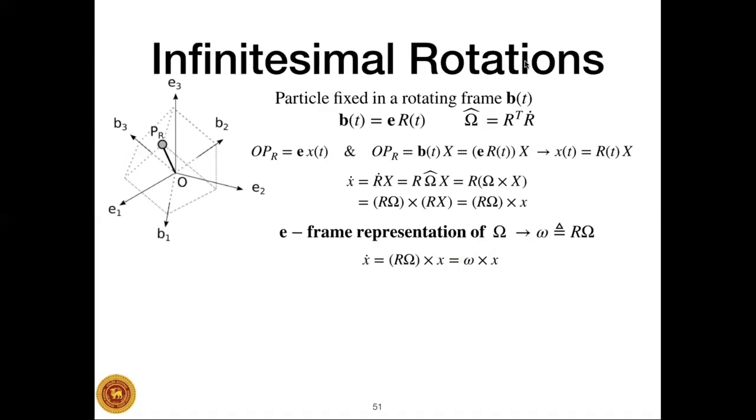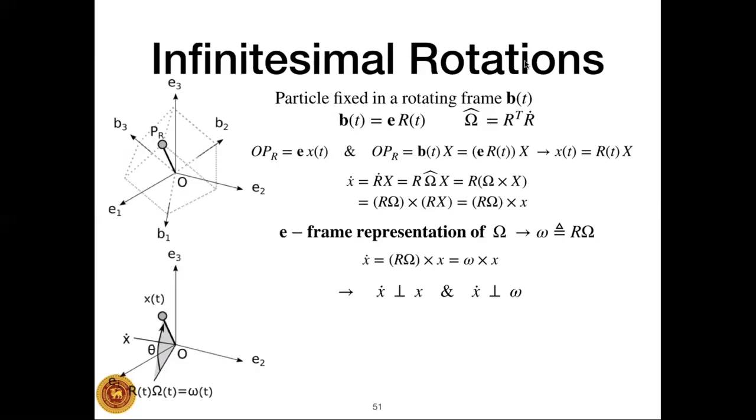Now since the velocity X dot is equal to omega cross X, what does that tell you? We have this figure over here, but before I come to that, we will notice the following. This tells you that X dot is perpendicular to X, and X dot is also perpendicular to omega. So what does that tell you? Let's draw that omega first, because it is independent of all the points.